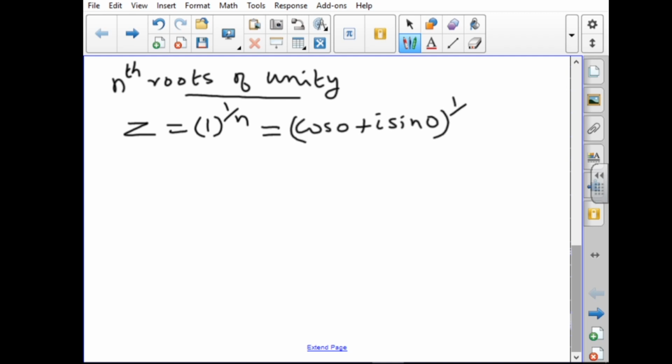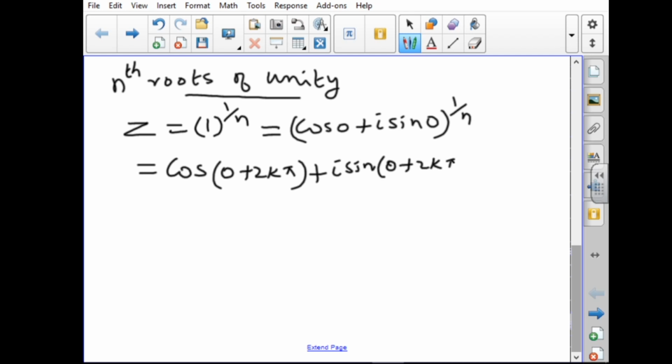So, the whole power 1 by n, because cos 0 is 1 and sin 0 is 0. So, 1 in polar form is cos 0 plus i sin 0. So, we have written in the polar form. Now, next step, add 2k pi to the argument. So, cos 0 plus 2k pi plus i sin 0 plus 2k pi, the whole power 1 by n.